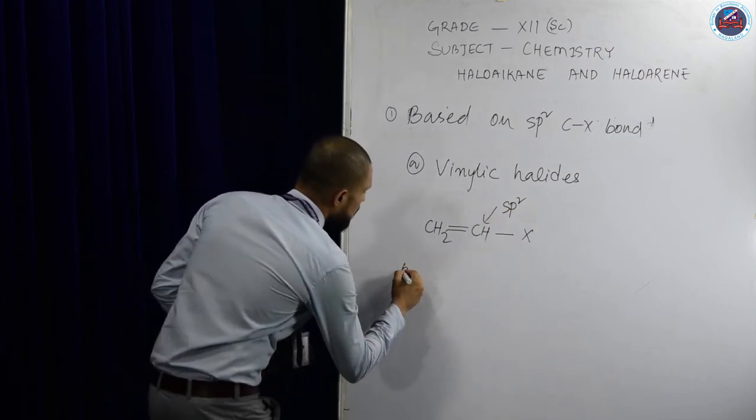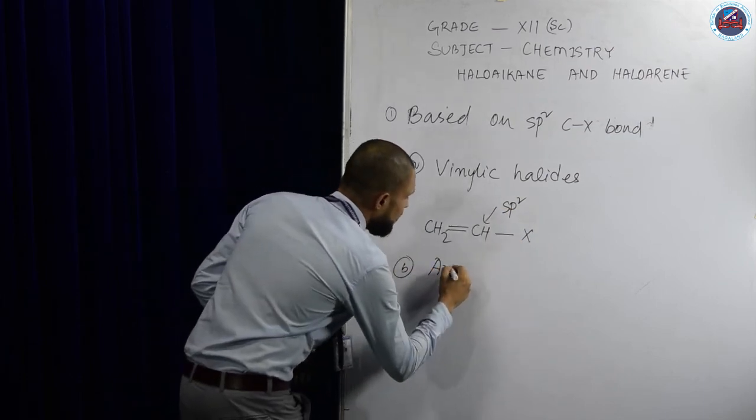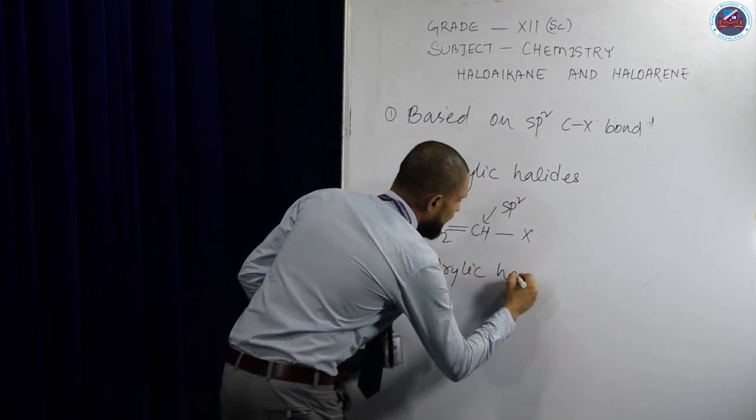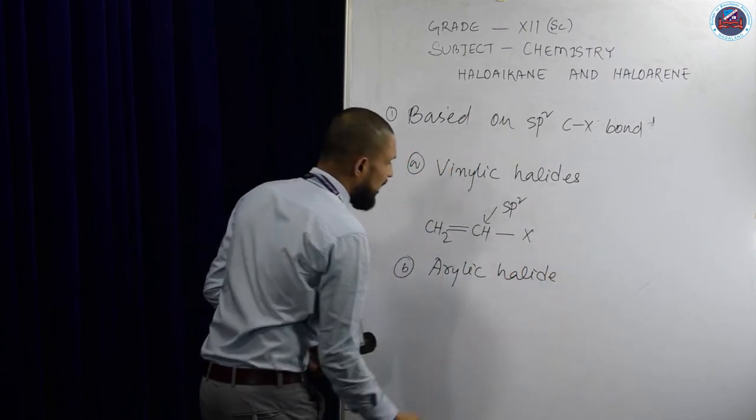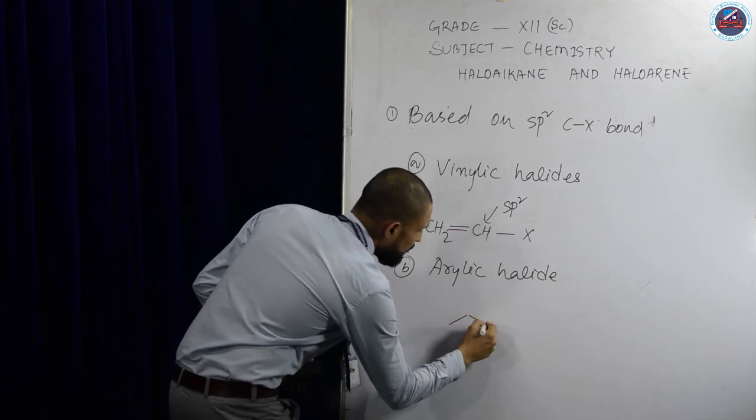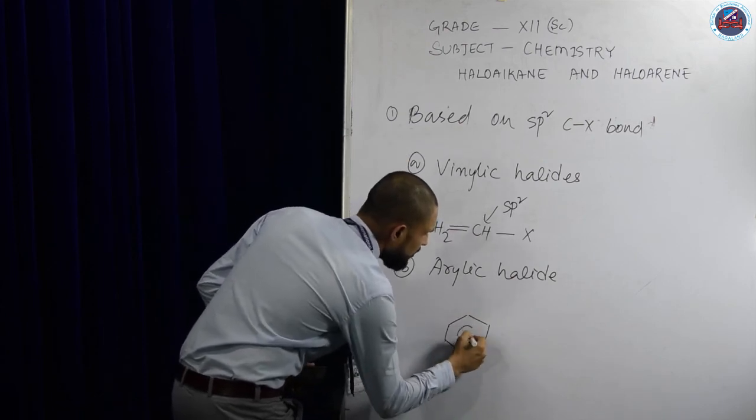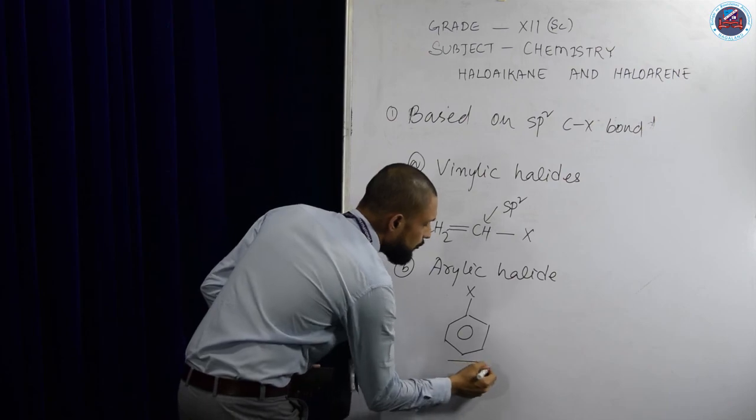Next is arylic halide. So in arylic halide, the halogen atom is directly attached to the phenyl ring.